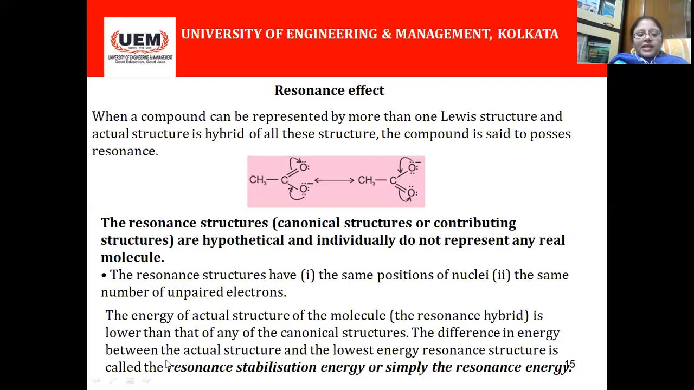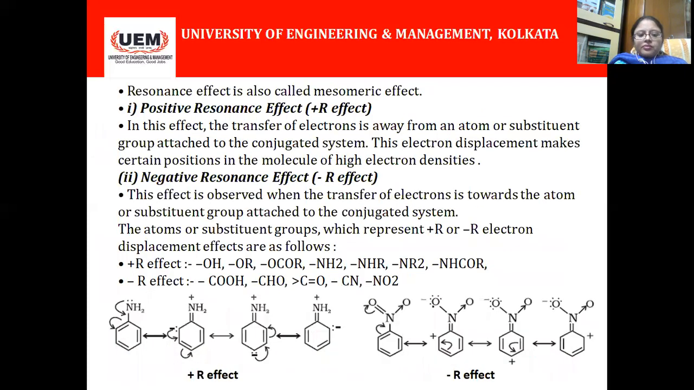And what is resonance energy? The energy of the actual structure of the molecule, that is the resonance hybrid, is lower than that of any of the resonance structures. The difference in energy between the actual structure and the lowest energy resonance structure is called the resonance stabilization energy or resonance energy. There are two types of resonance: positive resonance effect and negative resonance effect.